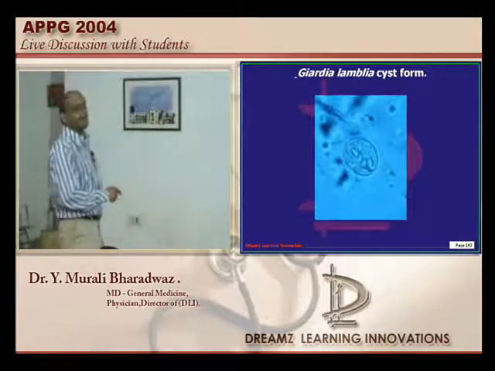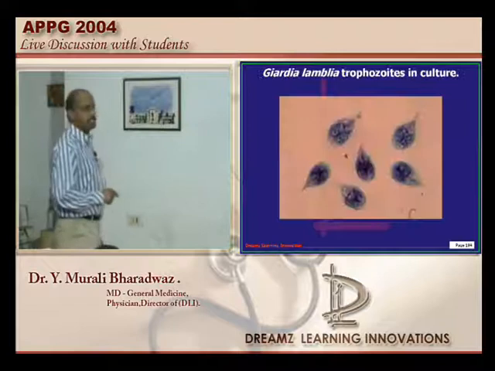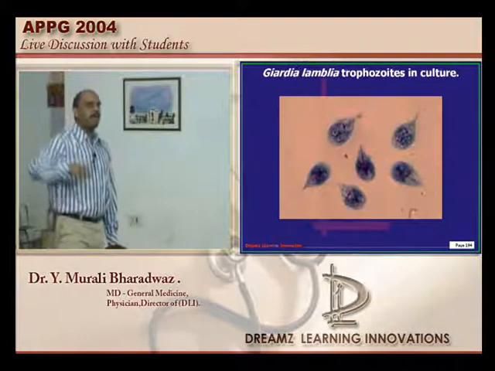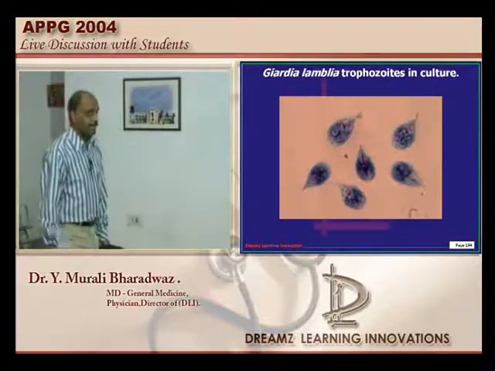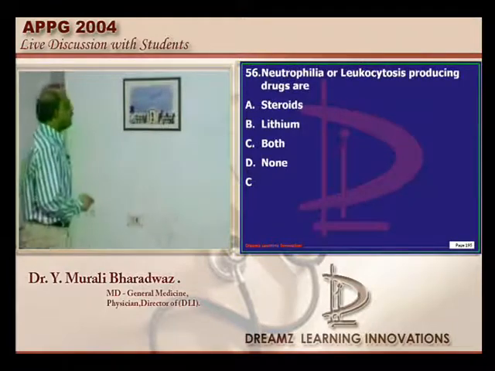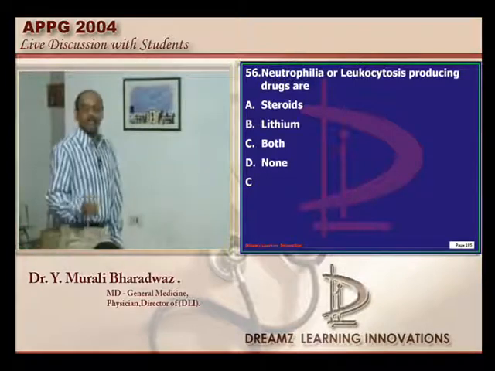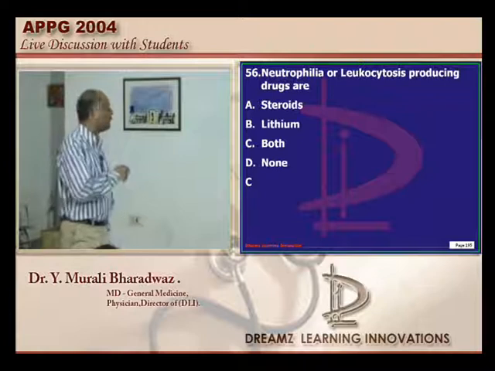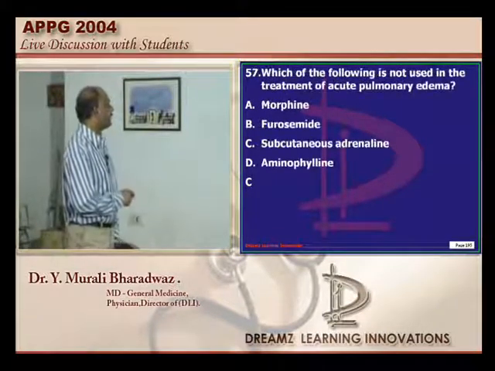Now this is a classical appearance of a cyst form of Giardia lamblia, and these are the trophozoites of Giardia lamblia. The duodenal string test is the one which we will be using for Giardia lamblia. These three buzzwords you should not forget. In which conditions is leukocytosis produced? If you give lithium or steroids, you can produce leukocytosis. That's the reason in certain leukopenic patients, lithium can be used to raise their WBC count. One of the indications which you need to remember.